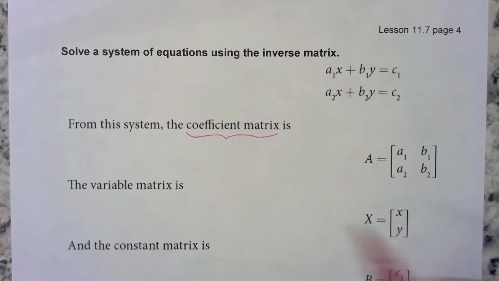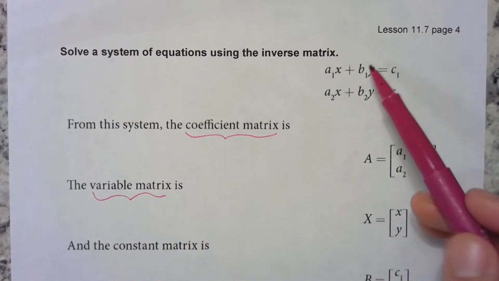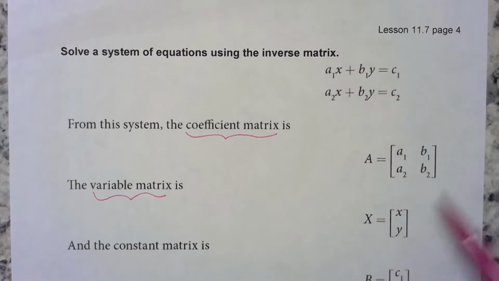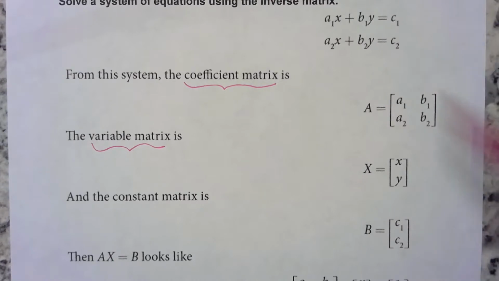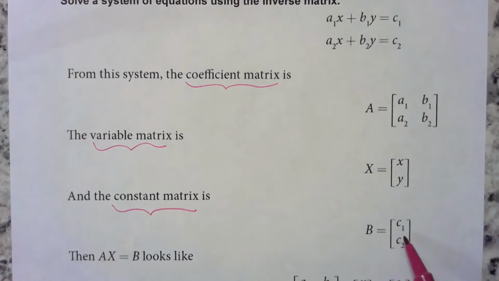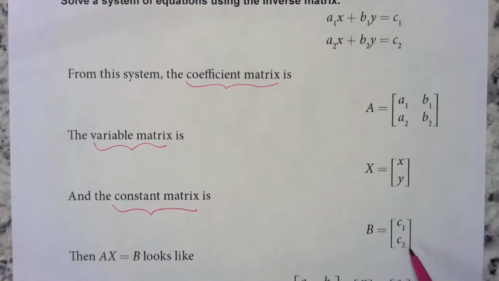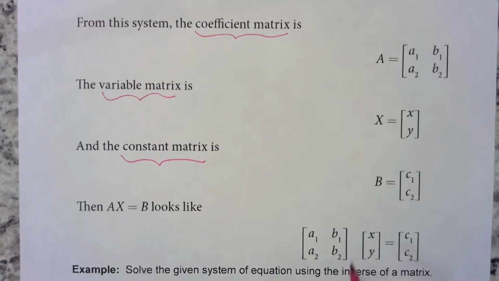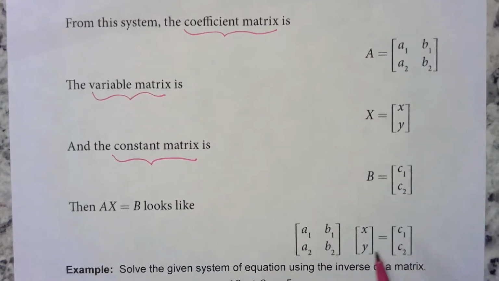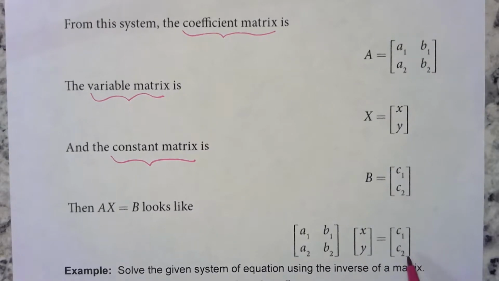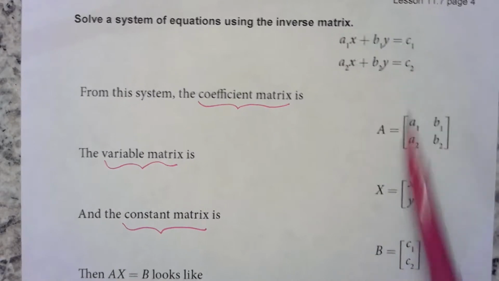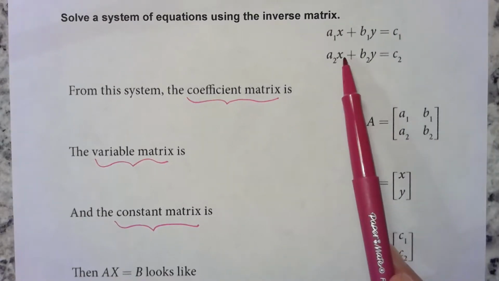Then you have your variable matrix. Your variable matrix represents your X and your Y. Then you have your constant matrix. Remember, these are just numbers. Those represent your constants. So if you were to multiply this out in equation form, you would have your coefficient matrix times your variable matrix is equal to your constant matrix. You can double check this. If you multiply that out, it should end up looking just like that.